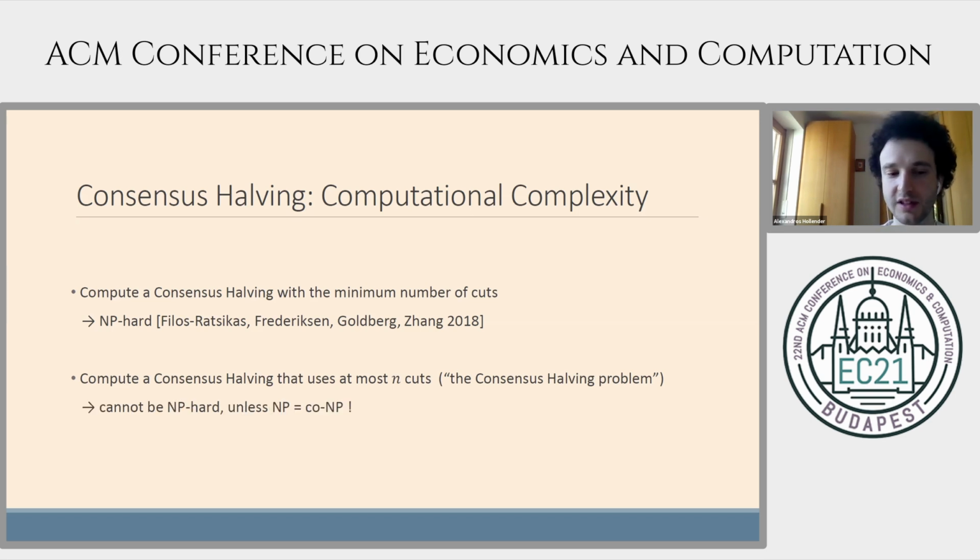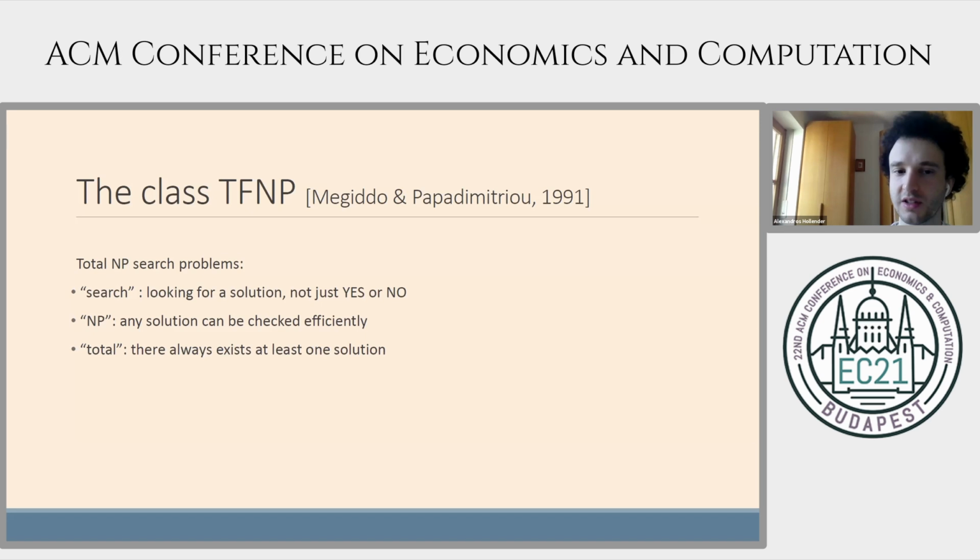Now, the interesting thing about this is that this problem cannot be NP-hard unless NP equals co-NP. So let me say a bit more about this. The reason for this is that this consensus-halving problem lies in a computational class called TFNP, which was defined by Megiddo and Papadimitriou around 30 years ago. So this class TFNP contains all total NP search problems, namely problems that have three properties.